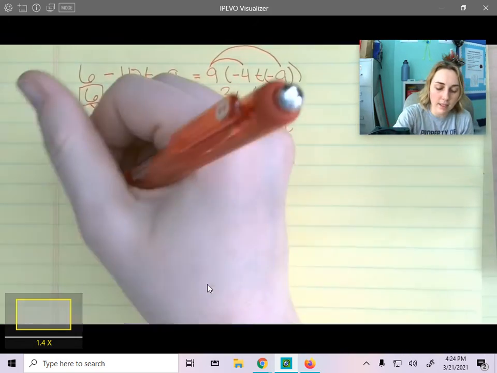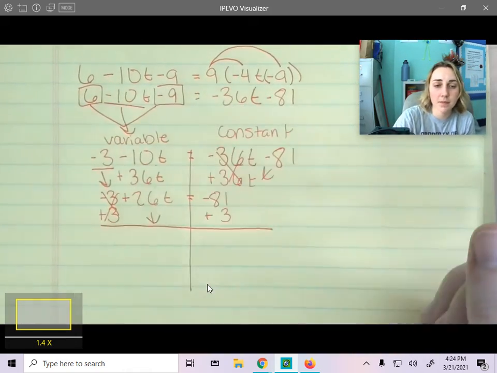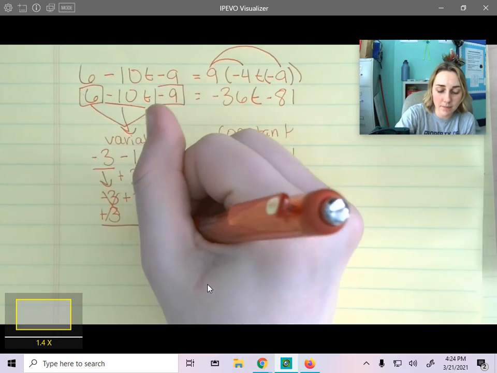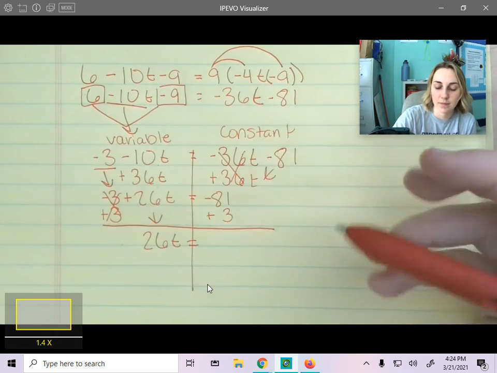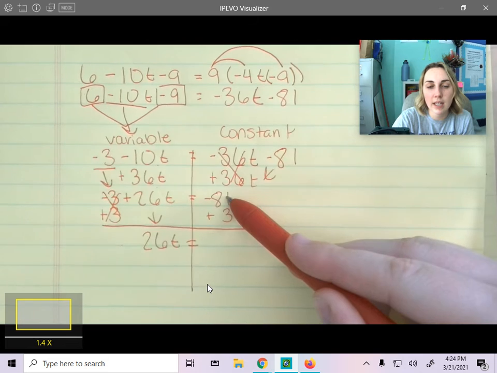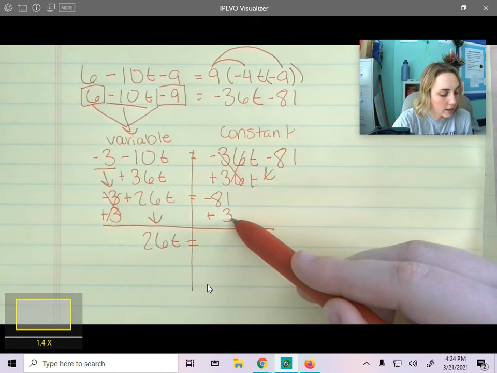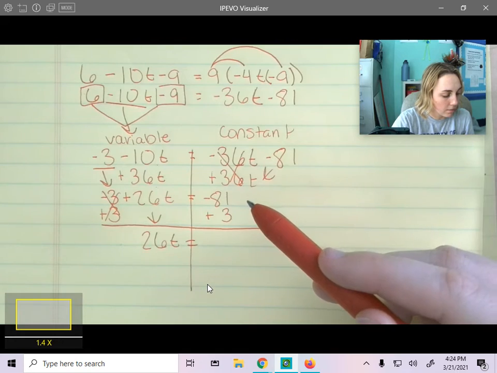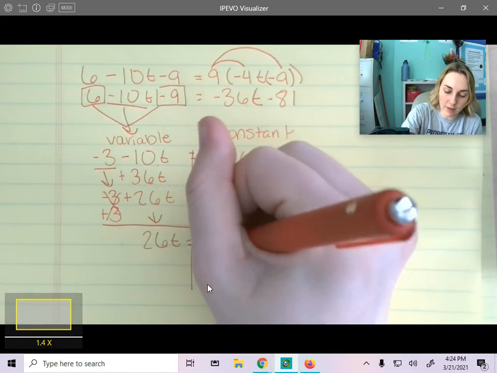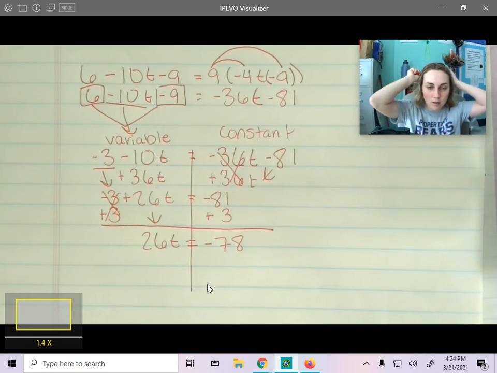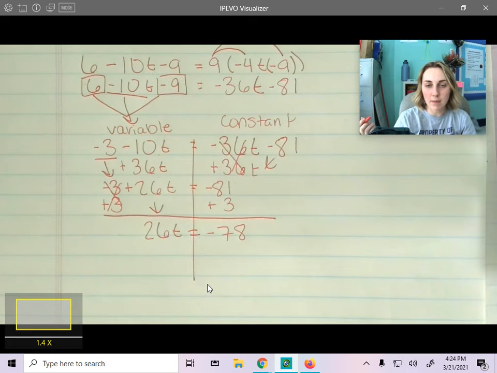All right. These cancel out. They're opposites. But I'm going to bring down this 26t. And then negative 81 plus 3, well, that is going to give me negative 78. All right. So now I'm on my last step.